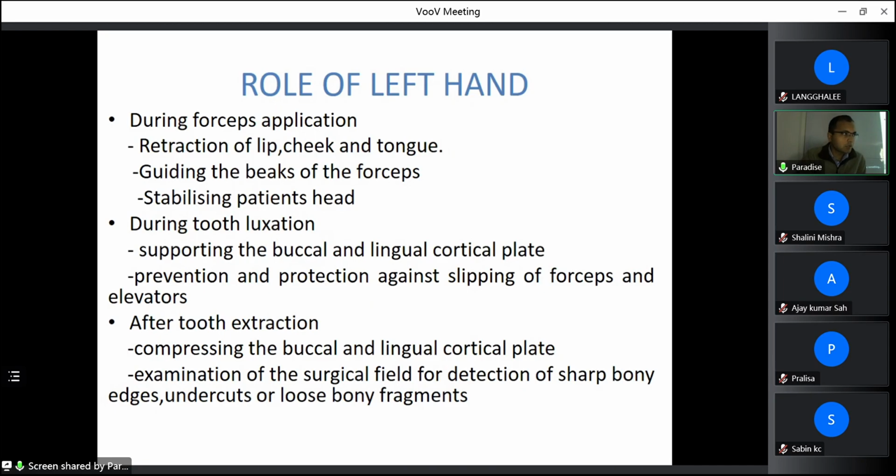Always after extraction, you have to compress the buccal and lingual cortical plates, but if you are planning to replace the extracted tooth with an implant, then you don't have to compress because you need wider bone later for insertion of the implant. Examine the surgical field for detection of sharp bony edges, undercuts, or loose bony fibers. If there are sharp bony edges, you have to remove them using either a bone file or bone burr.